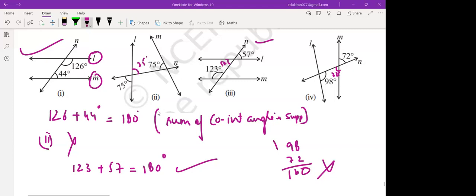Yes, finish. Ma'am, the first one is 170, right? First one. No. Yes. Wait a minute. Let me check. Yes. First one is also 170. So it is not the parallel one. Okay. Clear to everyone? Yes, ma'am. Okay.